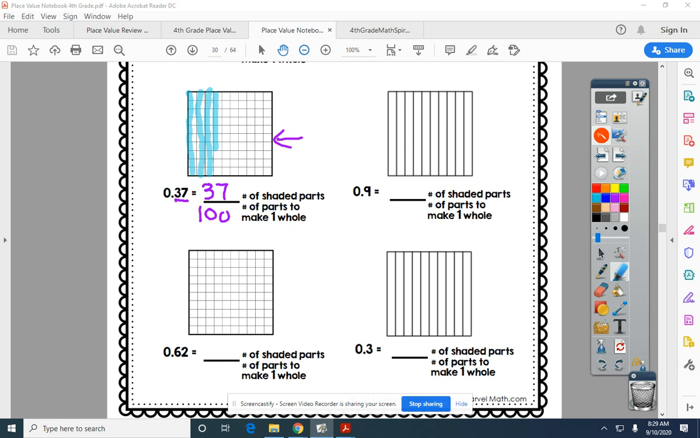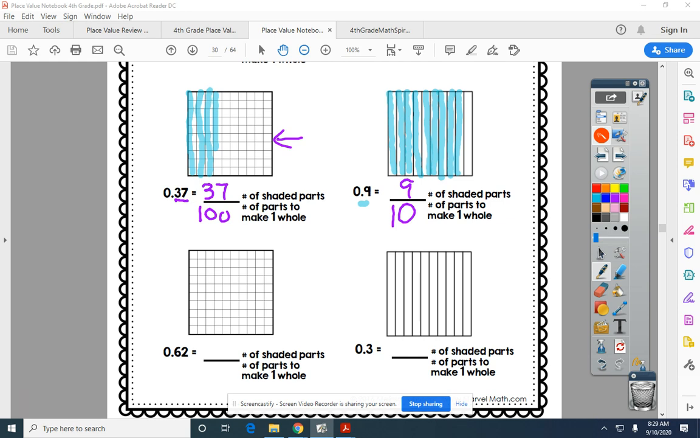Okay. What should I shade for 0.9? What place is this 9 in? It's in the tenths. So I'm going to shade 9/10, right? So it's all but one, yes? And the fraction is 9 over 10.